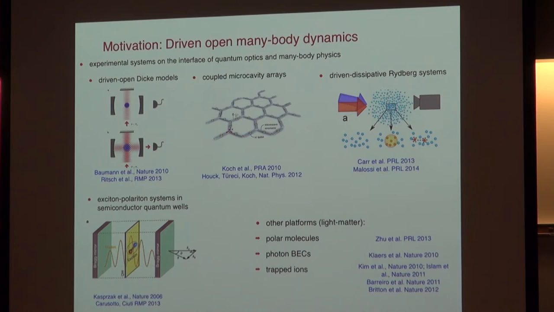Another platform is coupled microcavity arrays. Here, the basic degree of freedom is light, which is really confined to these microwave resonators. It can be made to interact with matter, for example, superconducting qubits placed in between these resonators. In this way, at low frequencies, one gets an emergent interacting driven open quantum dynamics, where the coherent elements are, for example, the hopping of these photon degrees of freedom, and the interactions really come from the coupling to the matter degrees of freedom.